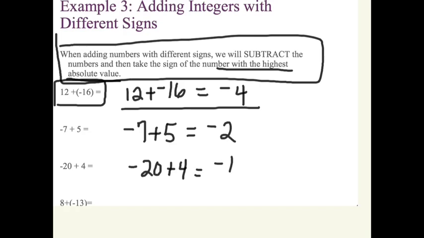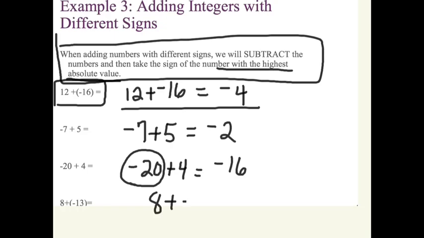Hopefully you got a -16. The larger looking number, or the number with the largest absolute value, is that 20. Therefore, the answer is going to be negative, just like the 20. And I subtract. Again, the signs are different.